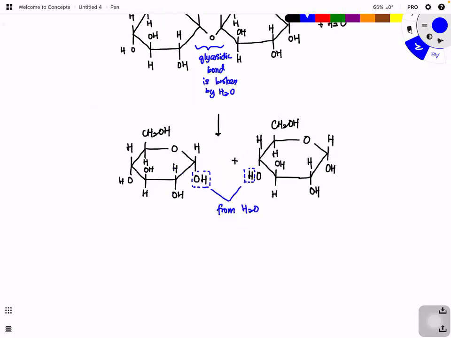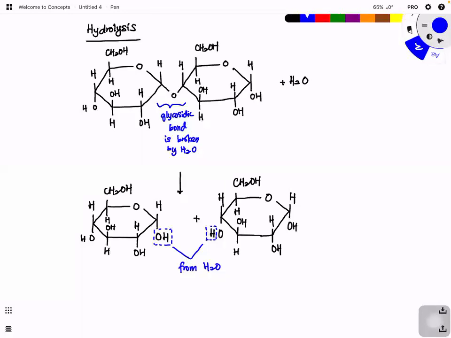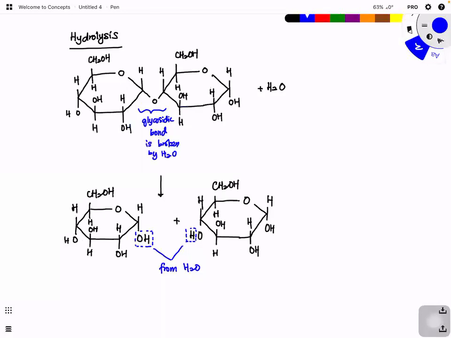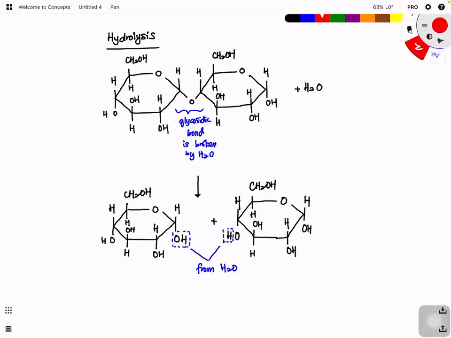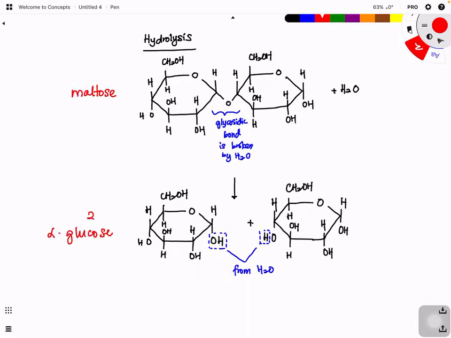Okay, so this is how you show the hydrolysis of a maltose. So this is a maltose. Hydrolysis of maltose will produce 2 molecules of glucose, or more precisely 2 molecules of alpha glucose. Okay, so you can take a photo for this, and we have done the disaccharides.